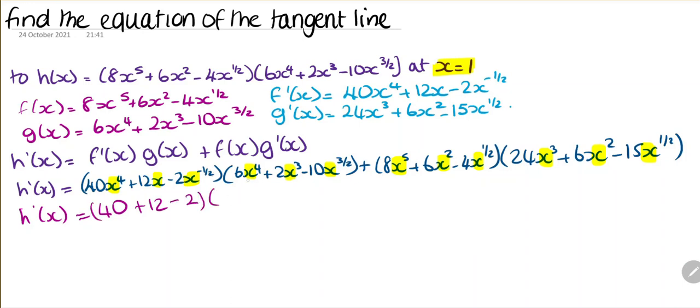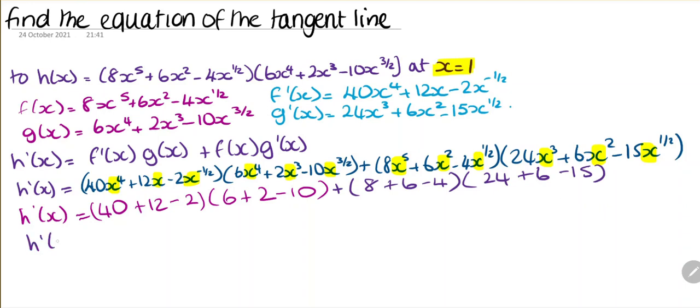And the second bracket, 1 to the power of 4 is 1, 6 times that is 6. 1 cubed is 1, 2 times 1 is 2. The root of 1 is 1, 1 cubed is 1, so that's minus 10. And then we have a plus, and then 8 times 1 to the 5, so that's 8. 1 squared is just 1, plus 6. The square root of 1 is 1, so that's minus 4. Then we have 24 multiplied by 1 cubed, so that's 24. 1 squared is 1, so plus 6. The root of 1 is 1, so that's minus 15.